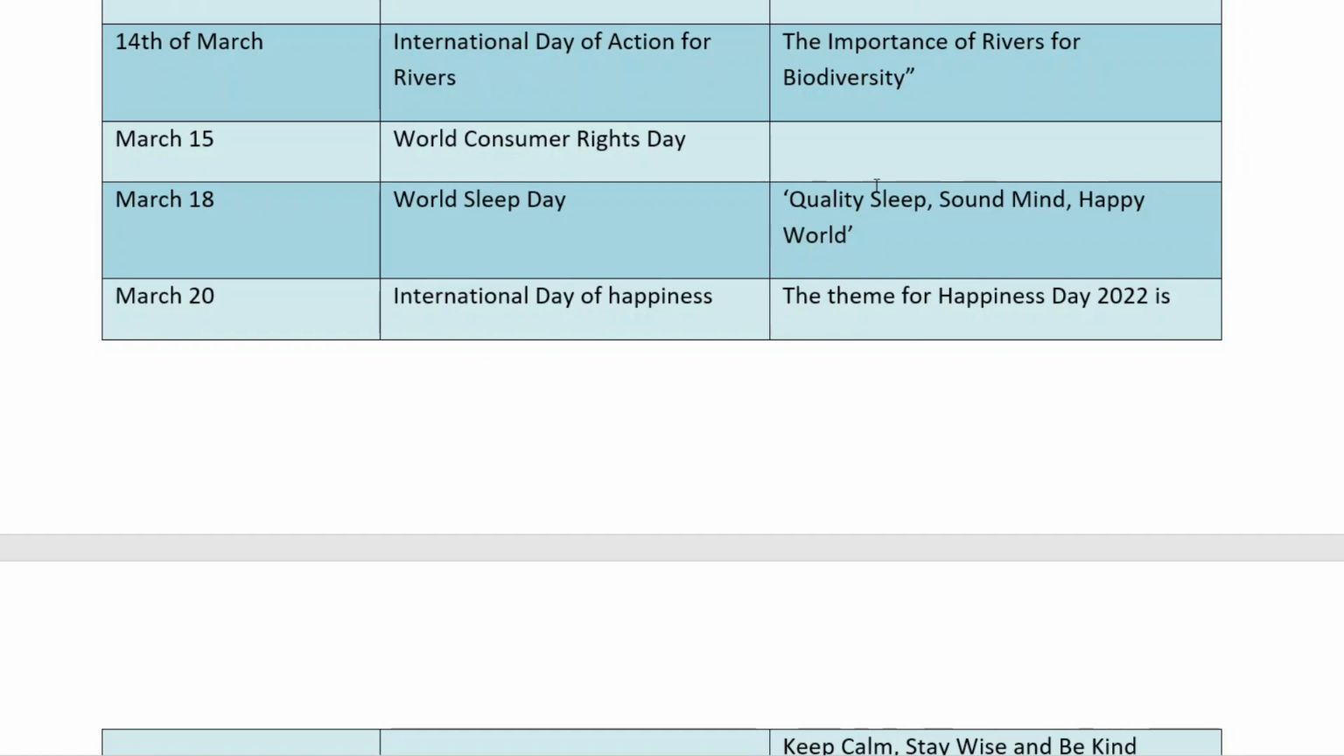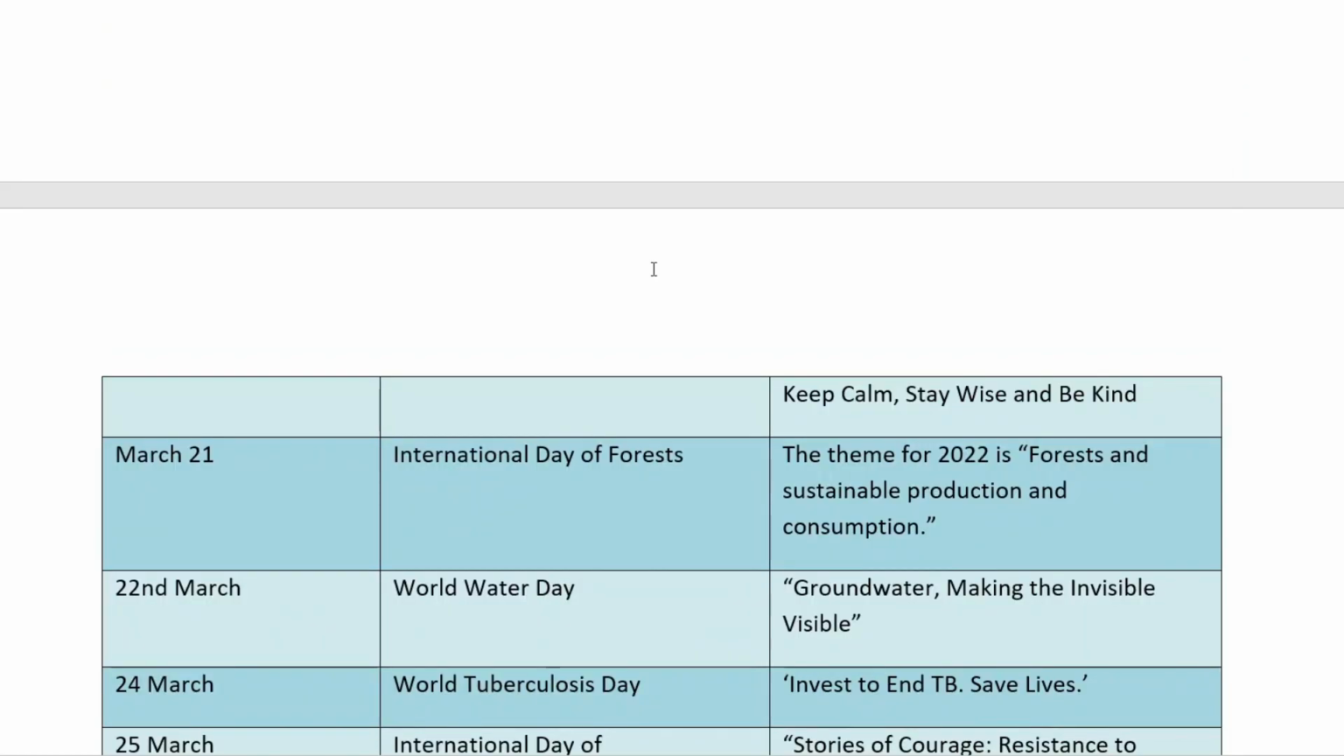The next one is March 20. 2 days down the line of World Sleep Day, we celebrate it as International Day of Happiness. The theme for Happiness Day 2022 is Keep Calm, Stay Wise and Be Kind. Keep calm, stay wise and be kind is a theme for International Day of Happiness that is celebrated on March 20. The next one is March 21.